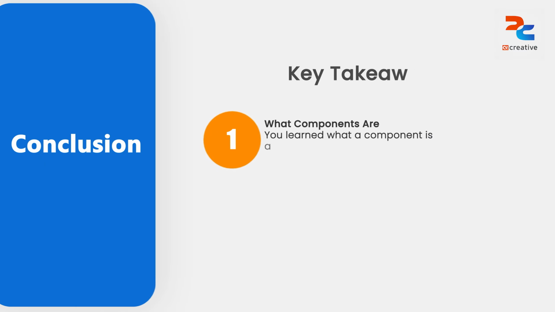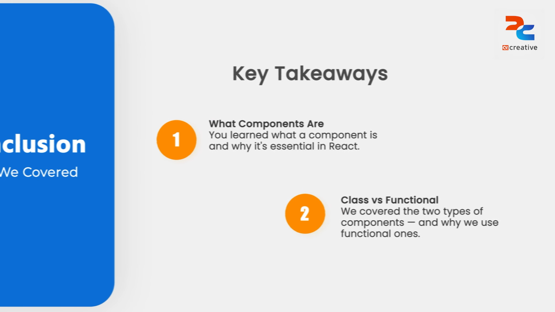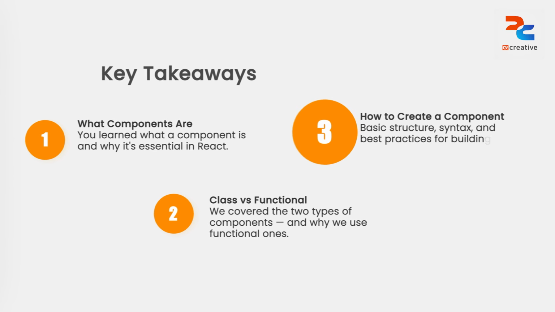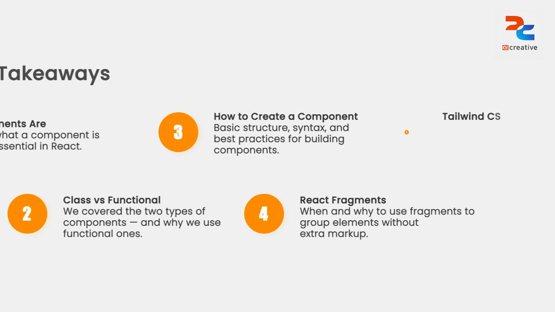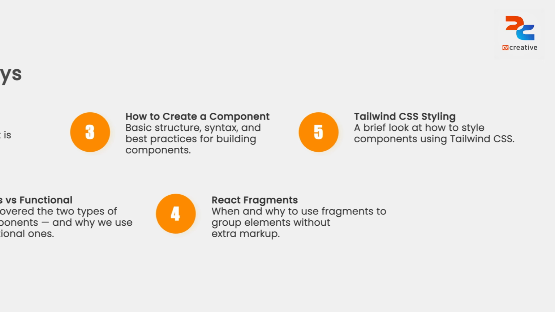We covered what components are, two types of components, and why we are using functional components. We covered how to create one component, what fragments are, and when to use them. We did styling in Tailwind CSS. In the next video, we will explore more.